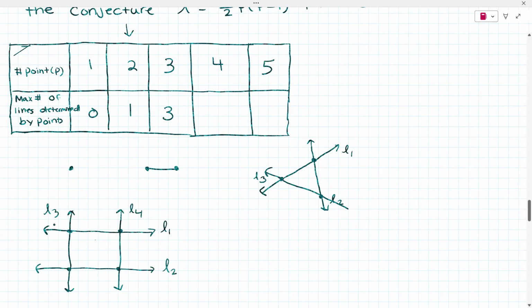And then is there any more lines you can make? Yeah, right? If you connect this line, that would be line 5. If you connect this line, that would be line 6. So it looks like you can make 6 lines.